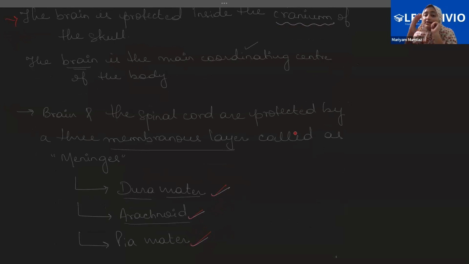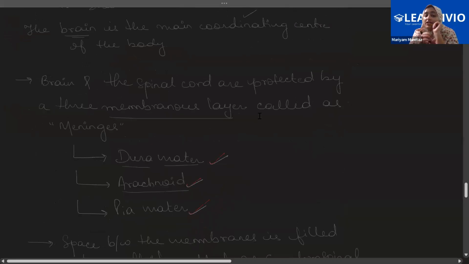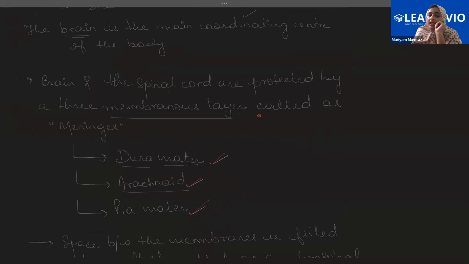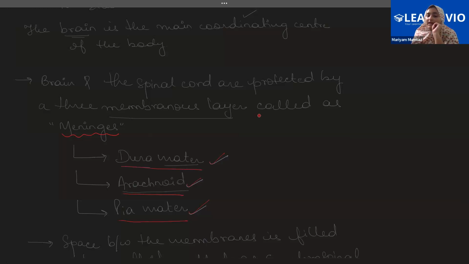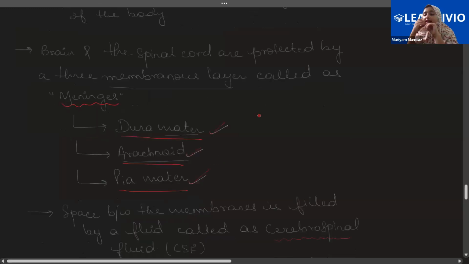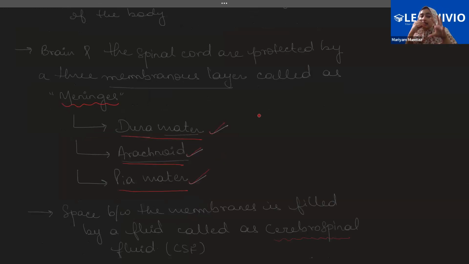So three layers are present surrounding the brain and the spinal cord, and those layers are known as meninges altogether. Now these meninges are of three types: dura mater, arachnoid layer, and pia mater. So three layers altogether protect the brain and the spinal cord. These three layers, or membranous structures, are known as the meninges: dura mater, arachnoid, and pia mater.